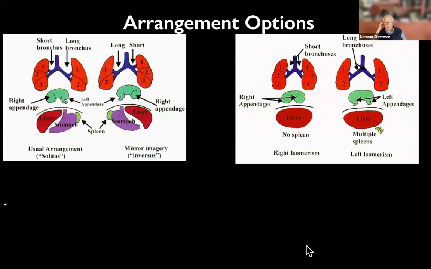And here is a really old picture for you to describe, particularly for those novices in our group here today. There is normal anatomy with a right lung with three lobes, a left lung with two lobes, a right bronchus which is short with an eparterial bronchus, and a left bronchus which is long and doesn't have an eparterial branch.